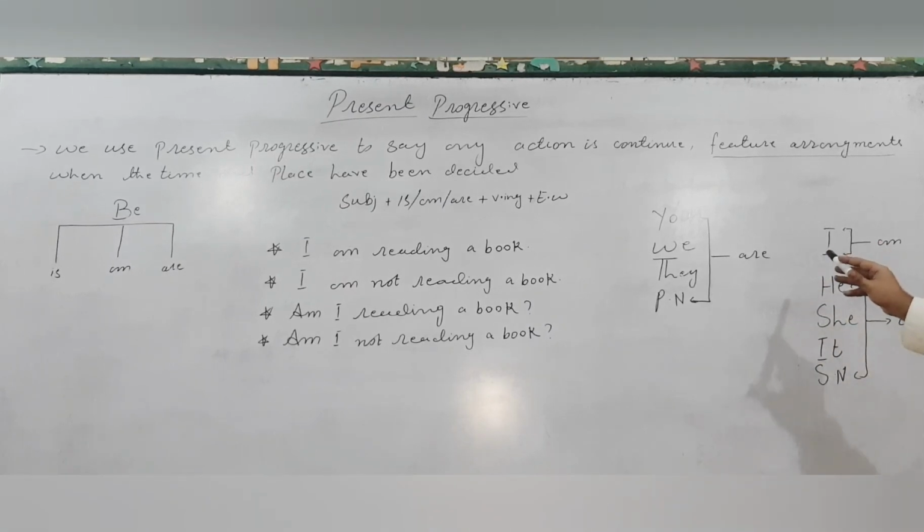We have one subject, I, and with this subject we use just the auxiliary verb am. And then he, she, it, and singular noun: with these four subjects we use the auxiliary verb is.